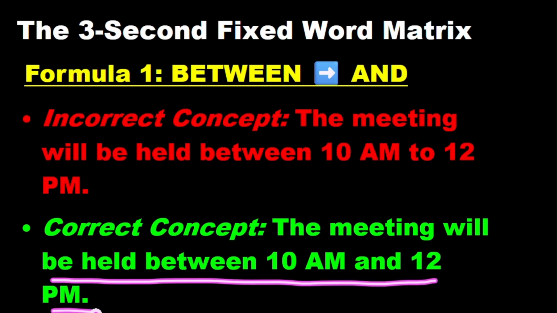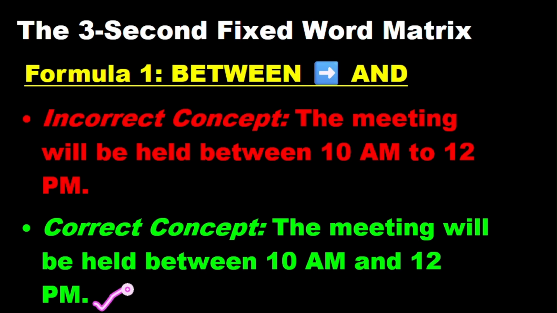Every single time your eyes see the word between, immediately jump ahead to check if its partner is and. If you see to, cross it out. That is your error. Formula number 2 is the exact twin of the first rule, and it is where students get completely scrambled.